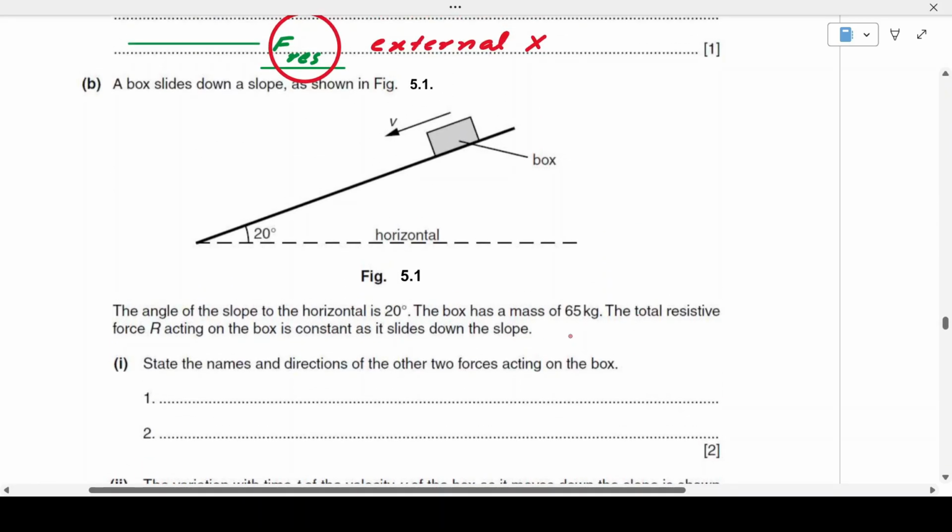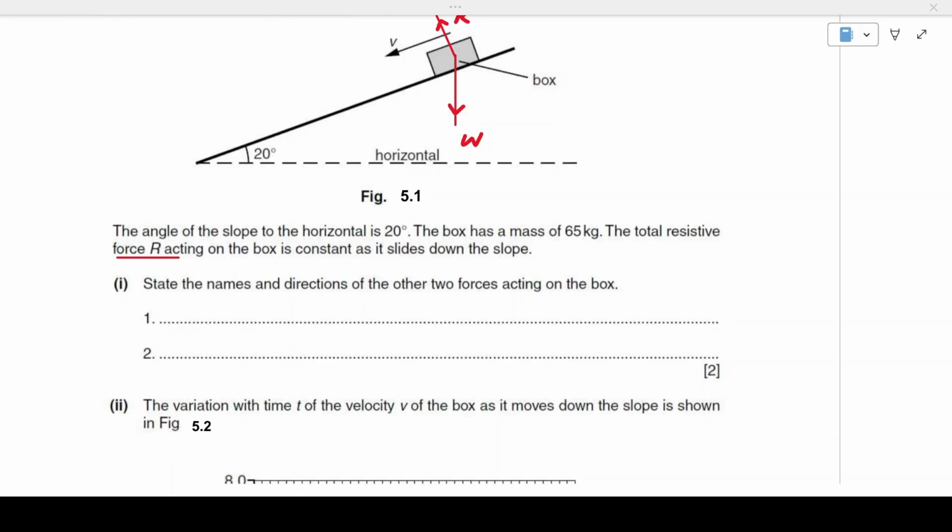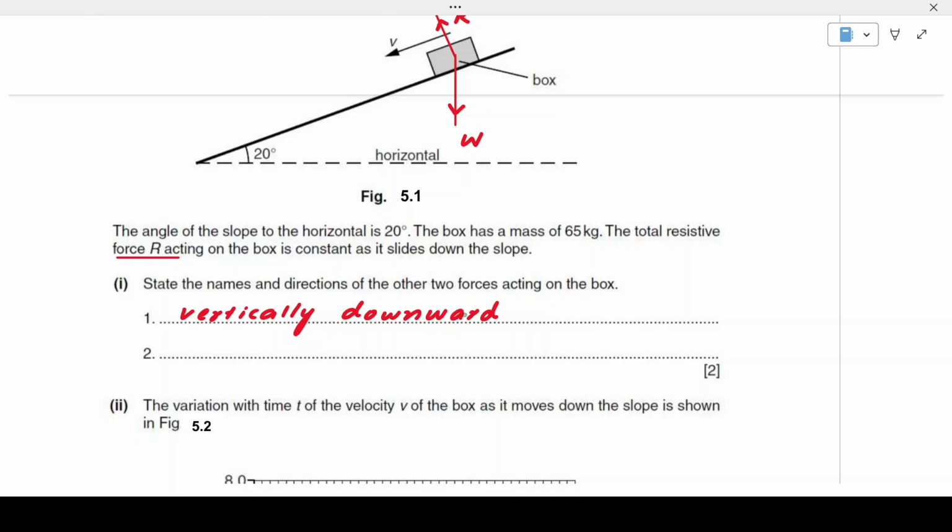One of the forces given is the total resistive force R. It says state the names of the other two forces acting on the box. One is vertically downward, which is weight, and one is perpendicular to the surface of the block, which is normal contact force. For direction we need to be very careful. You cannot say up, down, left, right because the plane is tilted, so we have to refer according to the plane.